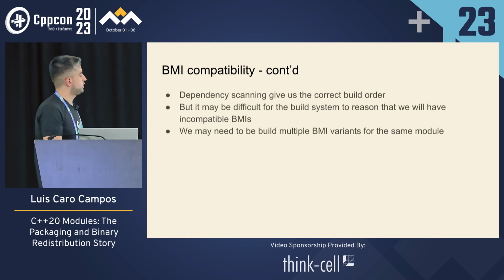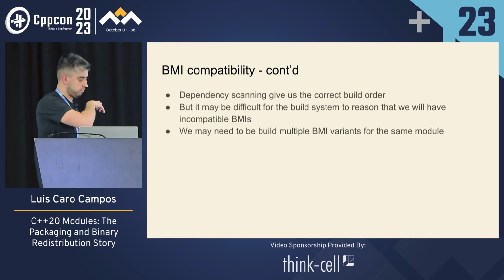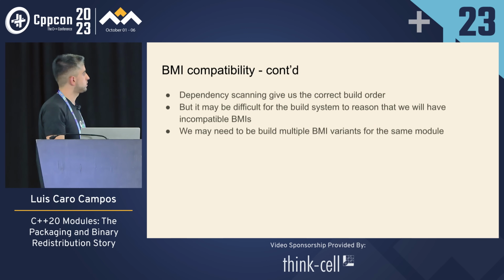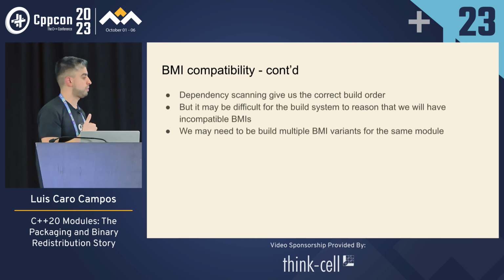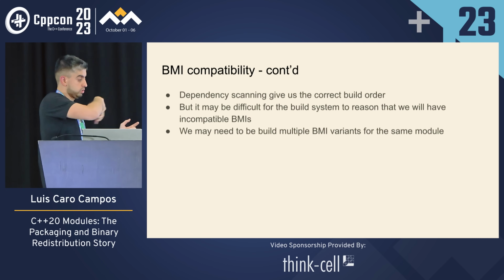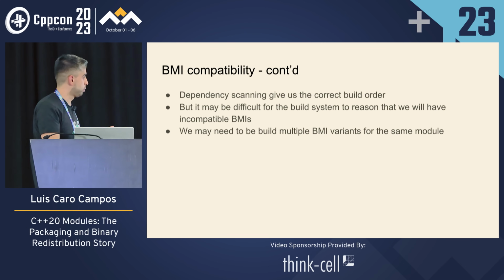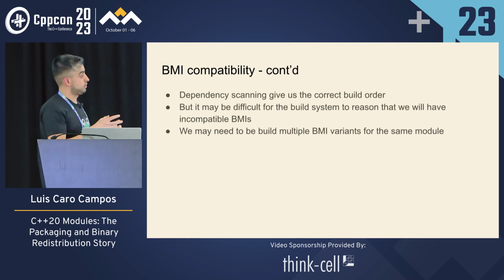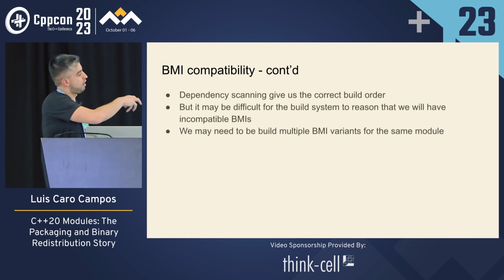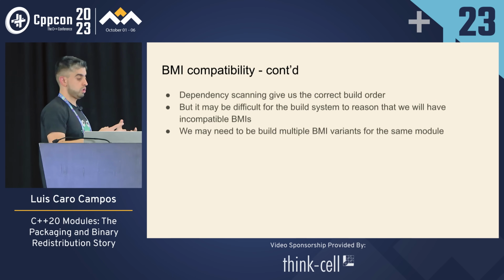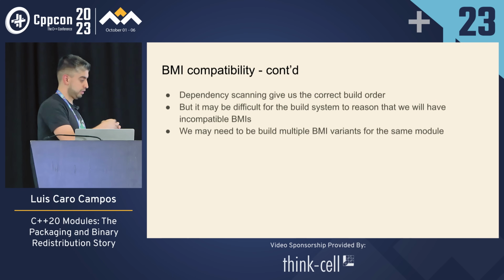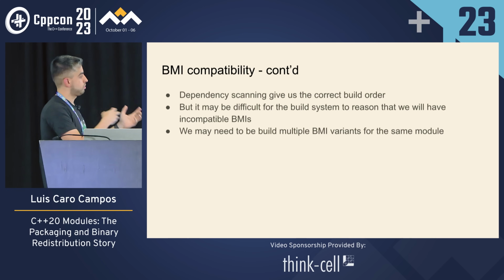So BMI compatibility, even if the sources for all imported modules are visible to the build system, the dependencies will give us the correct build order, that's good, but it may be difficult for the build system to actually reason that we are going to have incompatible BMIs. And in this case, it was very indirect as well, so the solution would have been to add extra flags to other BMIs that had nothing to do with the one that requires that flag. Which leads us to, we may need to build multiple BMI variants for the same module. So I'm sensing that the build systems are going to, unless the compilers can be more predictable around what's compatible and what's not, we may have to actually build multiple BMI variants.